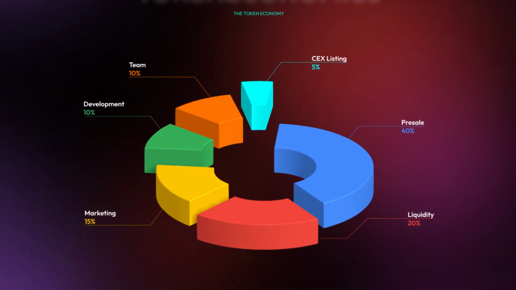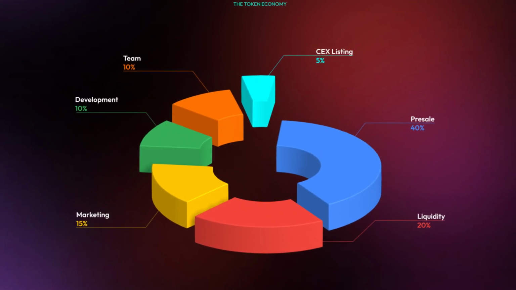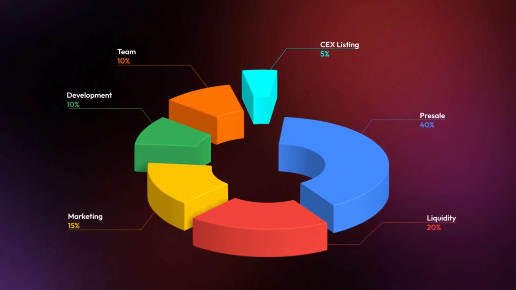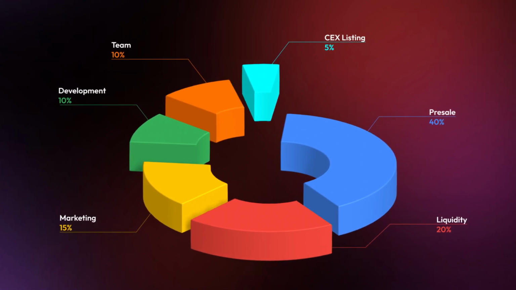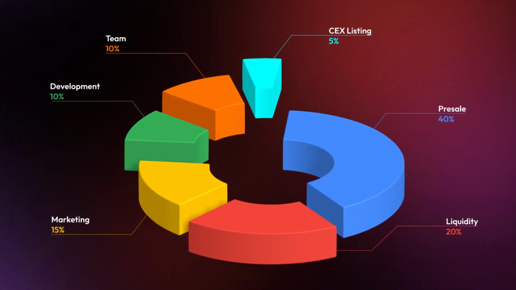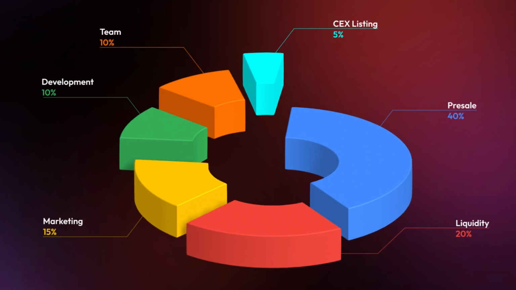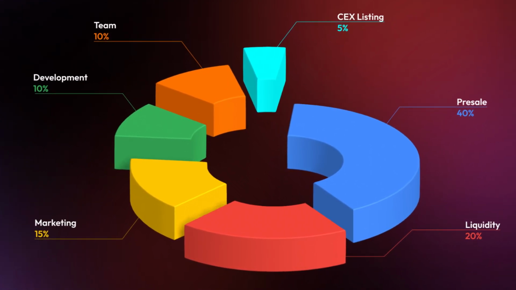Time to take a look at the tokenomics, and the tokenomics are as follows. 40% of tokens is going to the pre-sale, 20% to liquidity, 15% for marketing, 10% for development, and another 10% to the team, and finally another 5% for possible CEX listings.